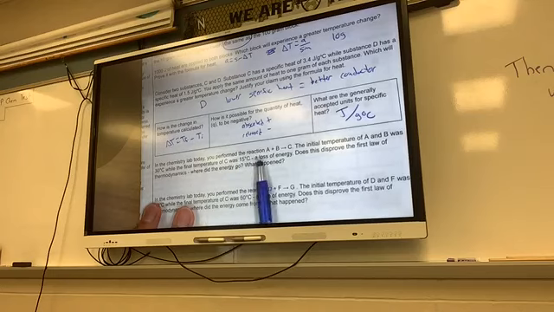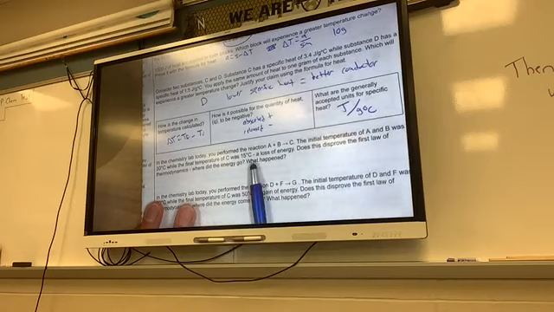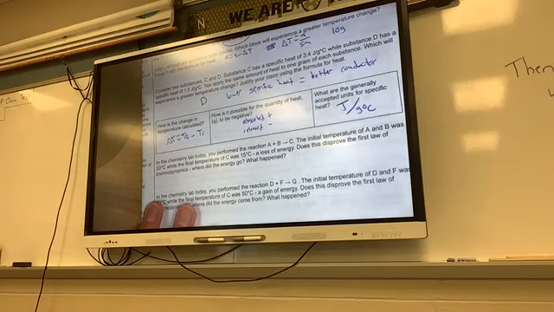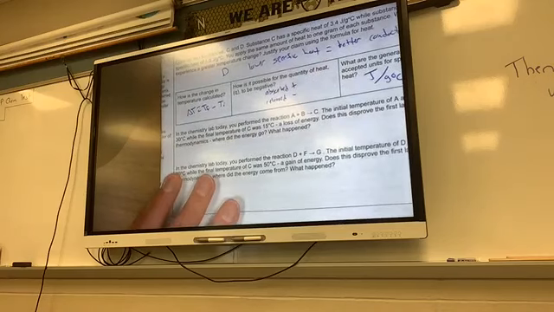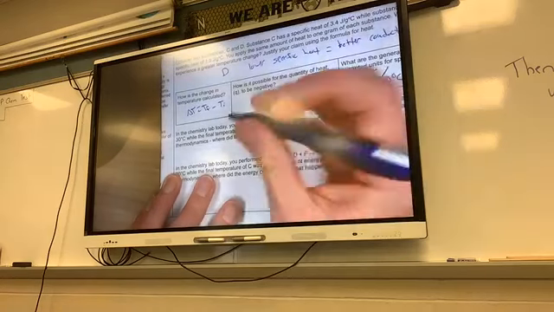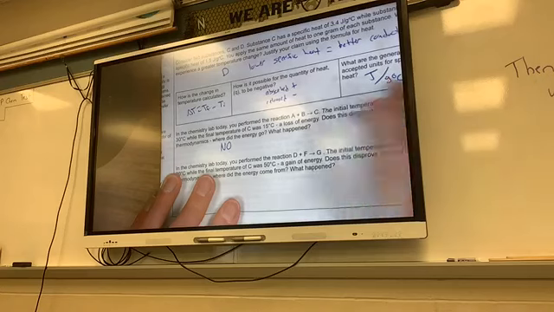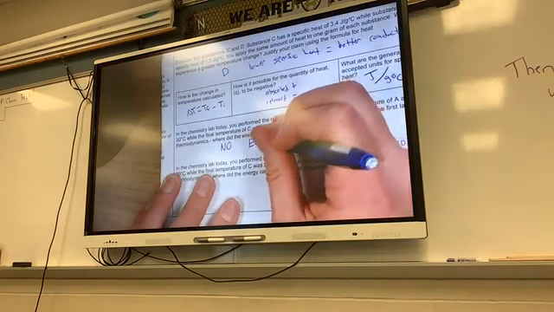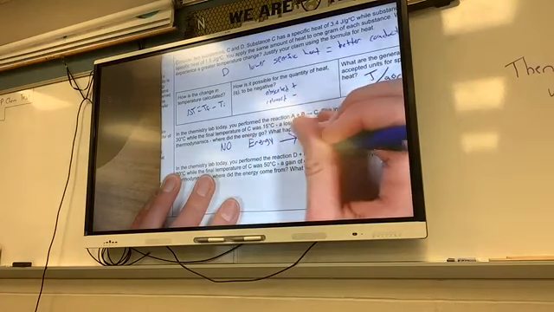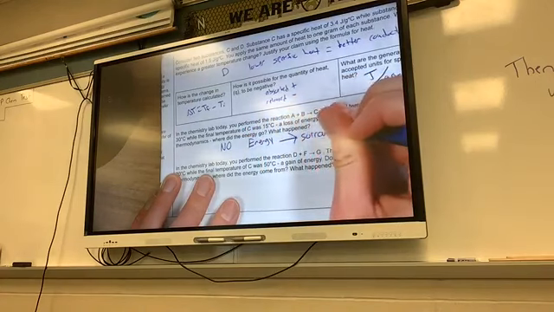In the chemistry lab today, you perform the reaction A plus B yields C. The initial temperature of A and B was 30, while the final temperature of C was 15, which is a loss of energy. Does this disprove the first law of thermodynamics? Where did the energy go? Does it disprove that energy cannot be created or destroyed? No. Where did it go? To the surroundings. Energy went to the surroundings.